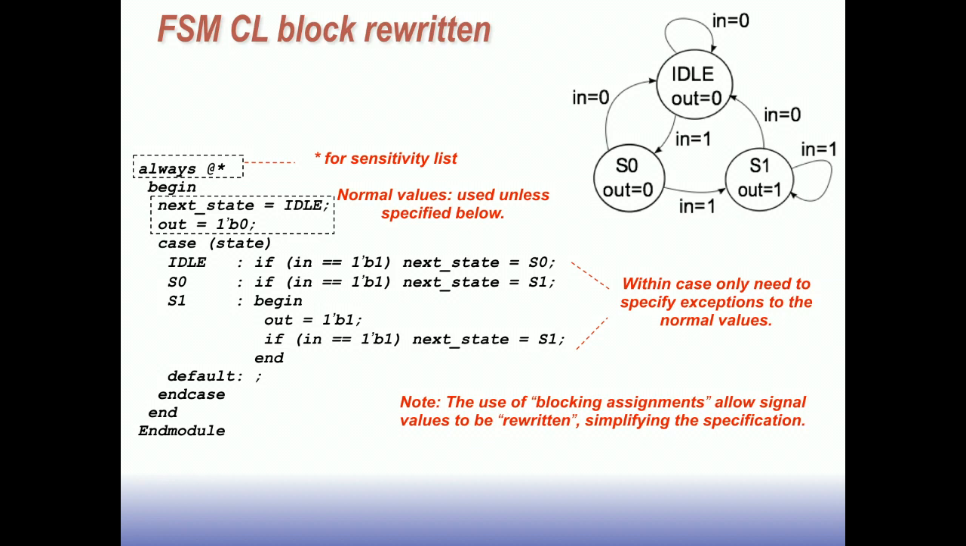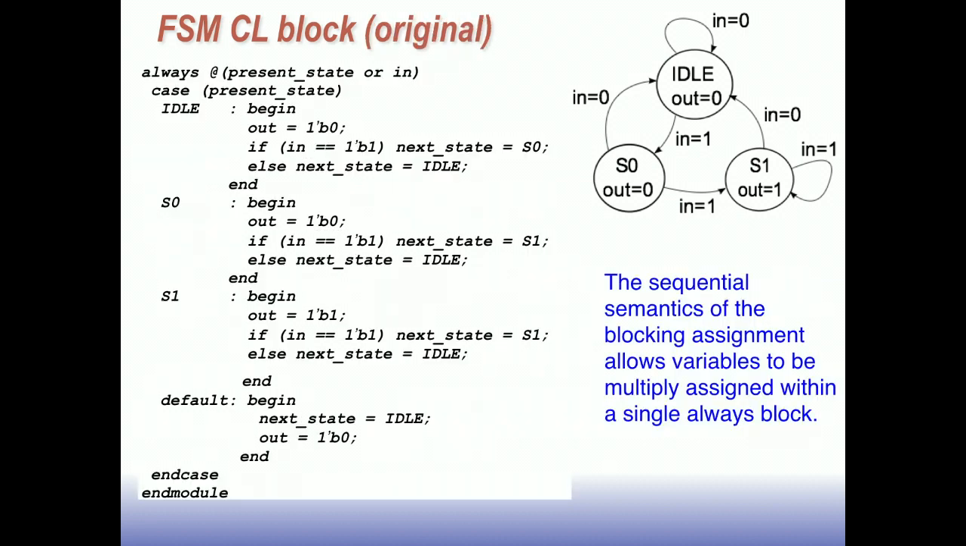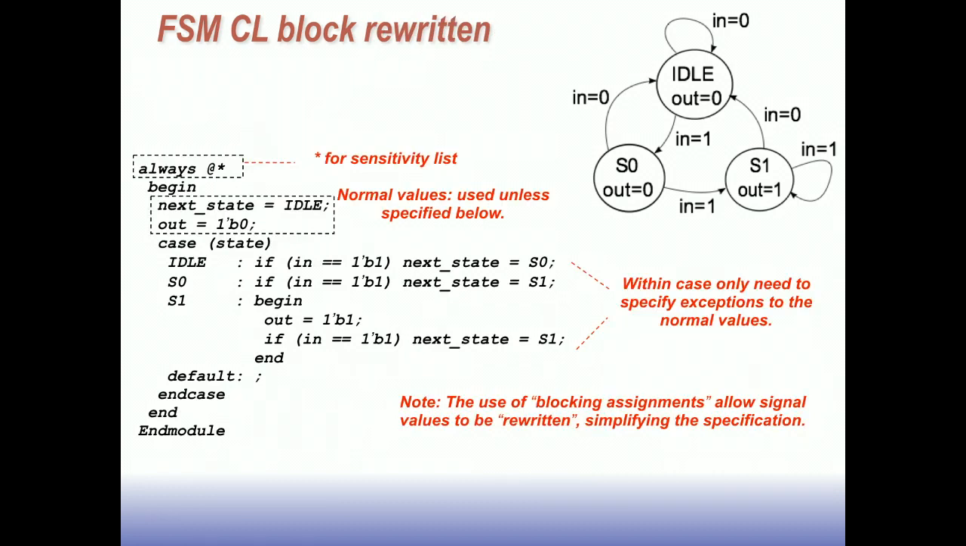First thing is the sensitivity list. I use a star. This is recommended coding. Here we say always at present state or in. Present state and in, that's the sensitivity list. If you don't want to bother with that, you can just put a star there, and the compiler will figure out which things your block should be sensitive to. In this case, since we're using in in comparisons, and we're using present state in this case block, it can figure out that the always block should be sensitive to those inputs into the block. It will do this for you automatically if you use always at star. So this is what we recommend you use.